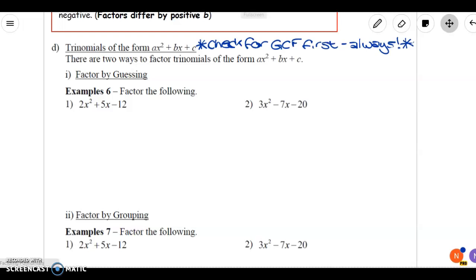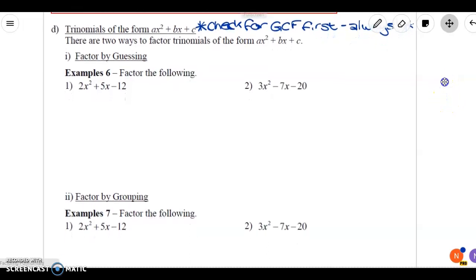We're going to look at some alternate methods for messy trinomials. Hopefully you can hear the air quotes there. These are trinomials with the form ax squared plus bx plus c. So a, b, and c are all some form of integer, usually.